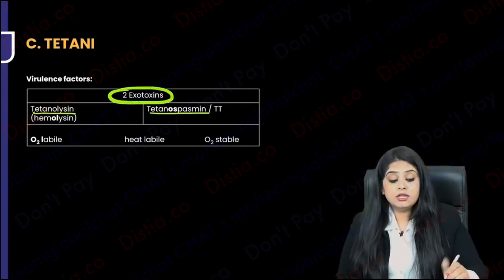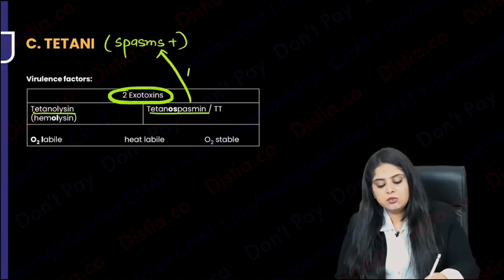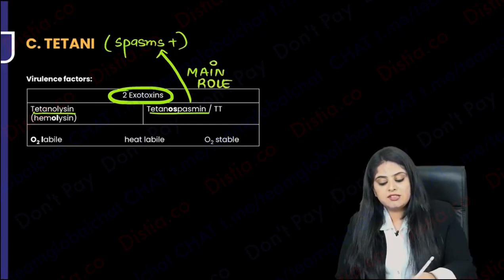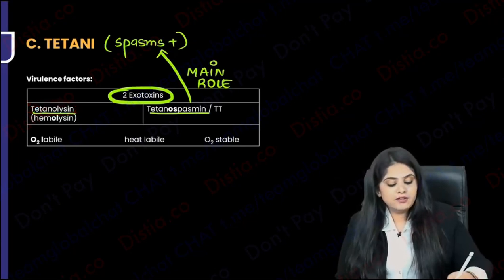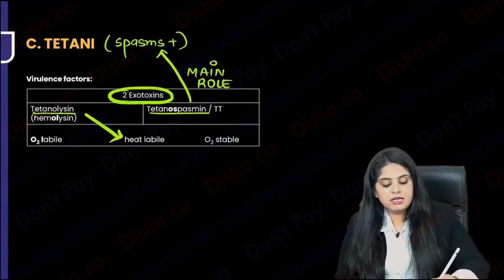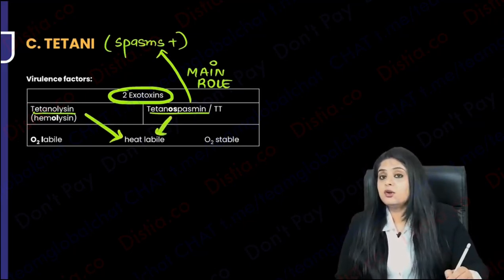Now they ask you which of them causes tetanus. So common sense, if I'm saying tetanus is all about spasms and muscle spasms, then this is obviously going to be caused by tetanospasmin. Who has the main role in causing spasms? Of course tetanospasmin. On the other hand, tetanolysin has no role in the disease. How do I differentiate? Look, both of them are heat labile, so that does not differentiate. Both of them are heat labile. But what is their oxygen ability?